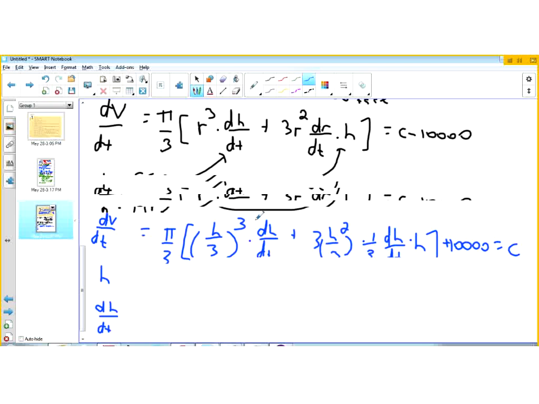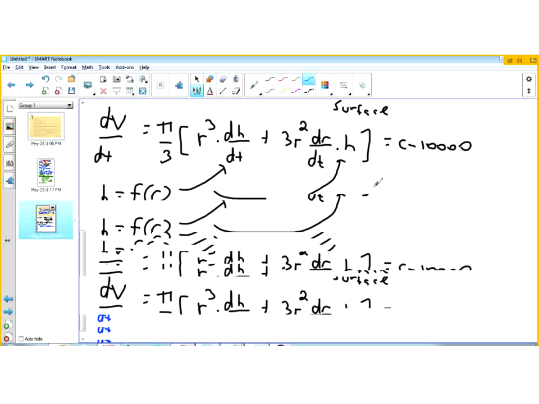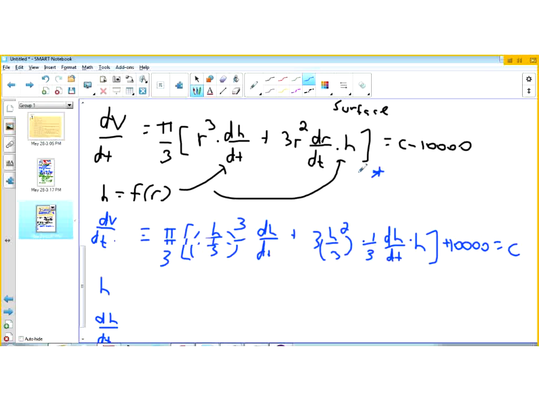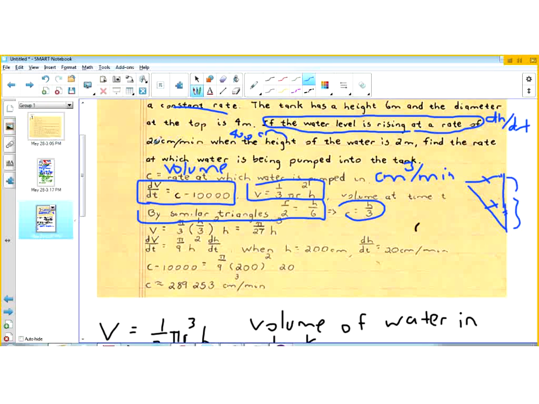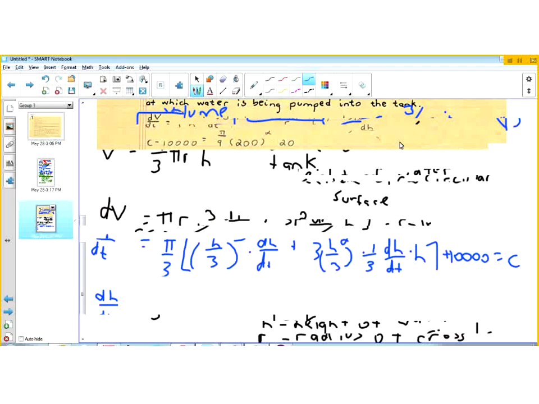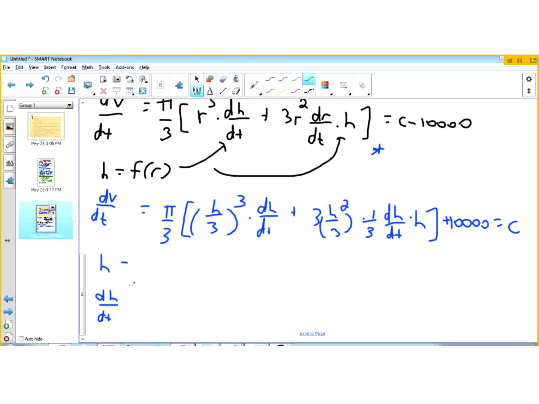I should have explained that earlier when I was making these variable substitutions, why I chose to use h instead of r. In other words, write this formula in terms of h rather than r, because in the wording of the problem, the change in h with respect to t is 20 centimeters per minute. And when dh over dt is 20, h is 200 centimeters. So I can plug those in.